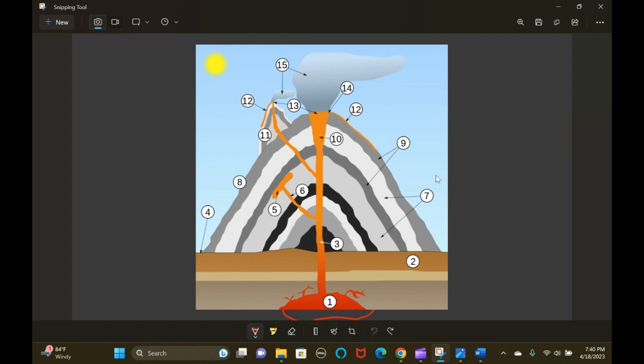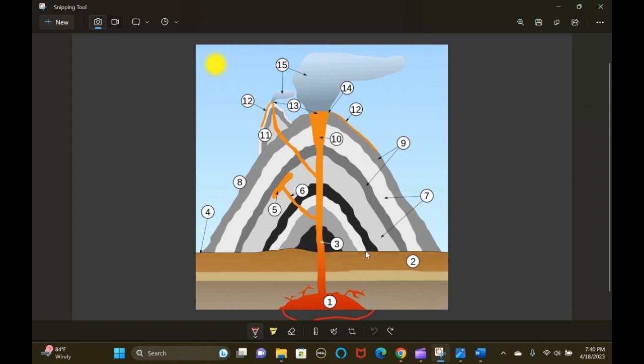Next up at number 7, we've got these little gray layers. These are the layers of ash emitted by the volcano, just chilling right there. Next up at number 8, this is the flank. This area goes all the way around the volcano, the flank area.